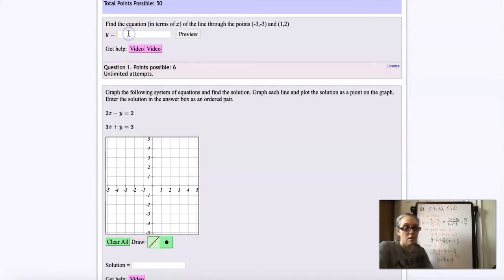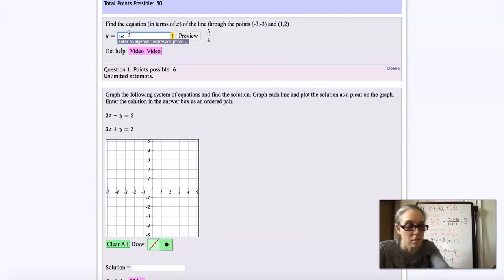So I have 5 force x plus 3 force. So that's the steps for coming up with the equation of a line through 2 points.